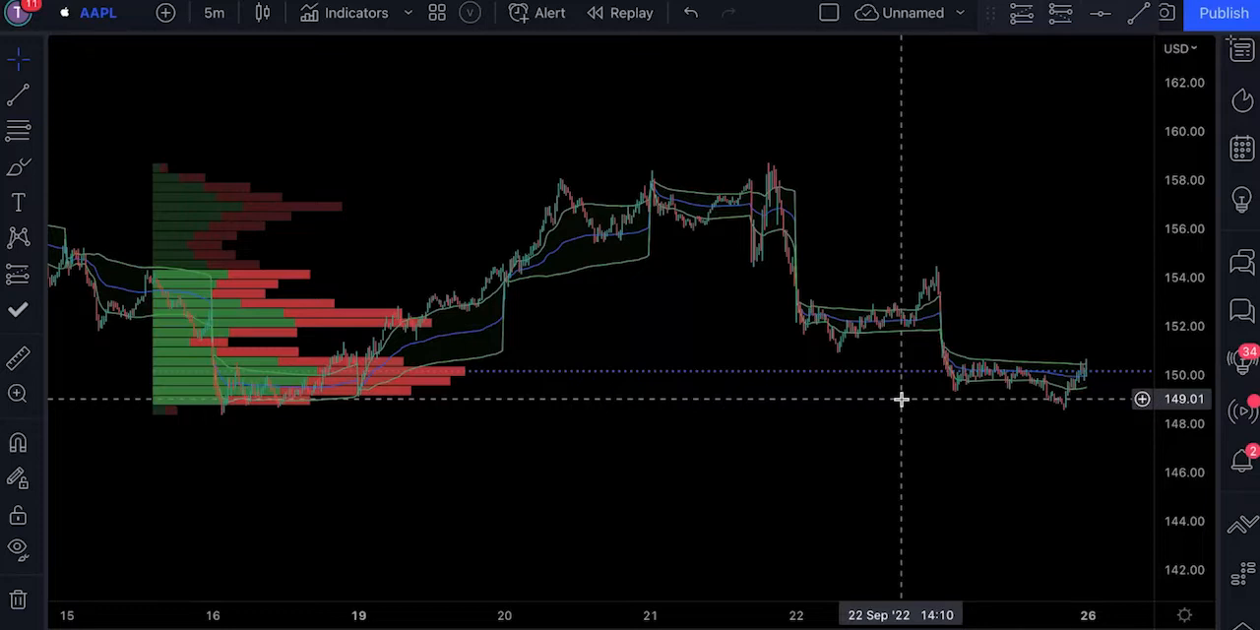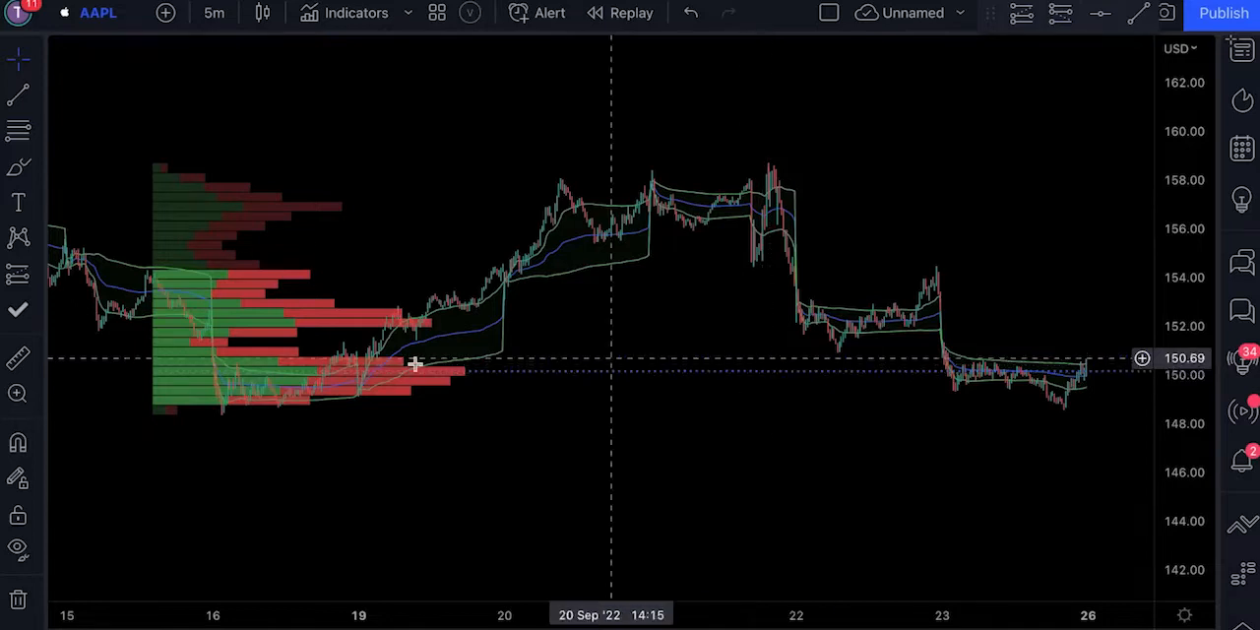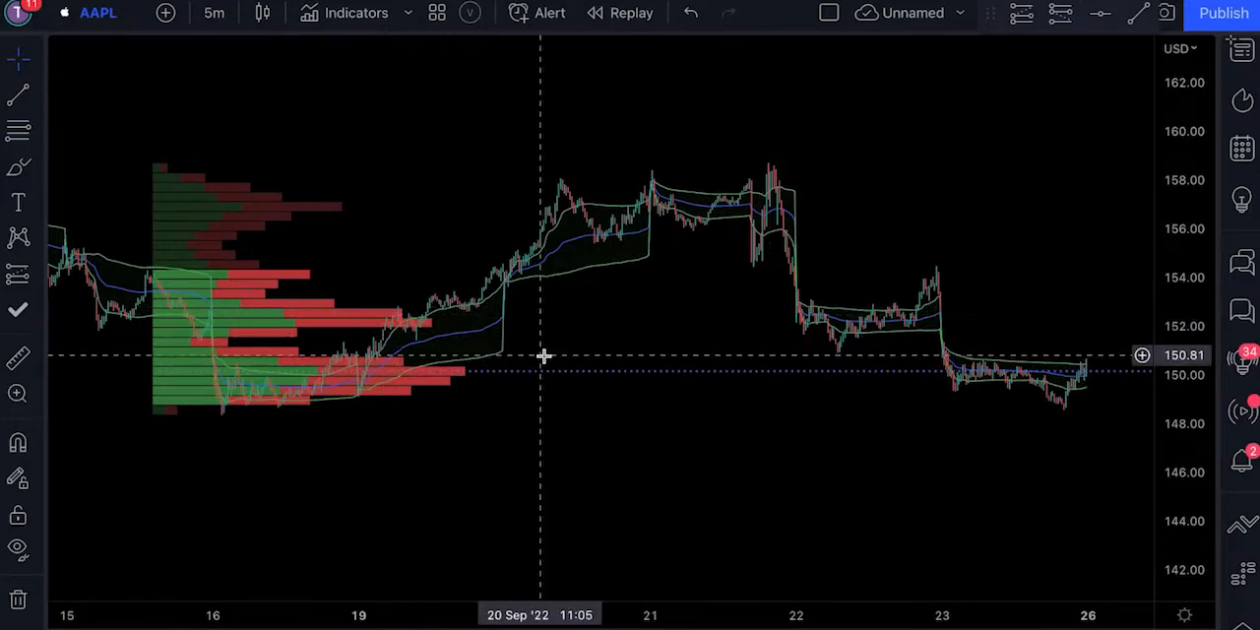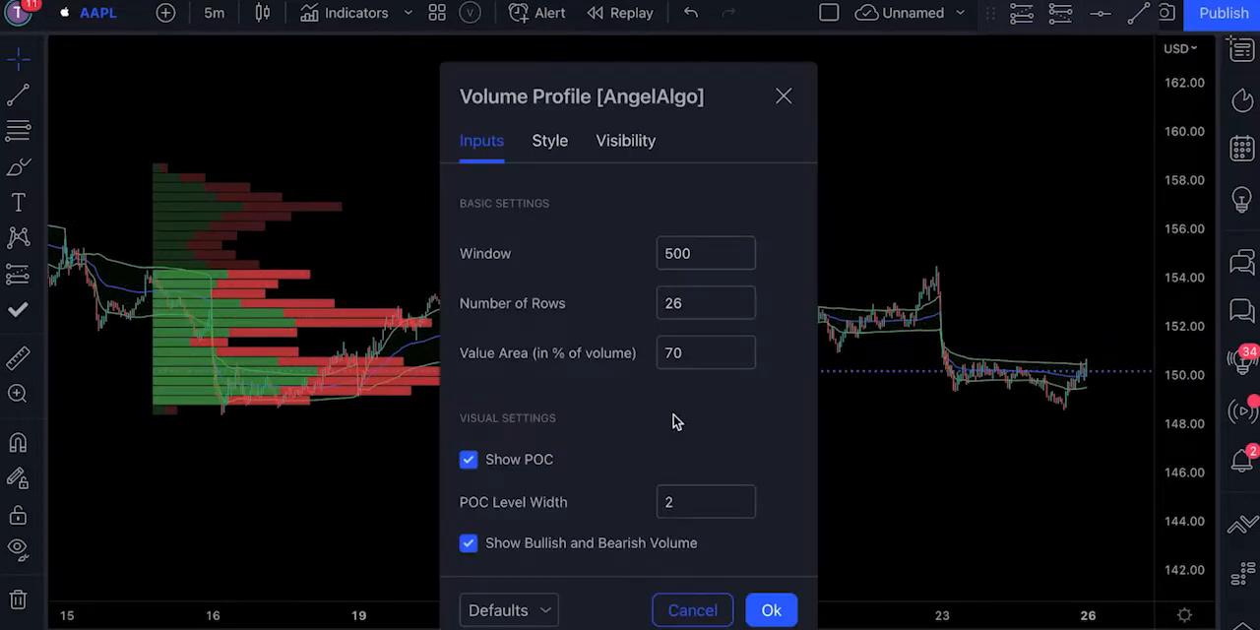The indicator consists of the point of control, which is the price level for the time period with the highest traded volume. It also has the histogram that displays at what price levels the volume has been the highest and the lowest. If we access the indicator settings, we can see that we've got plenty of customization options. For our strategy, we're only going to change the window from 500 to 300.